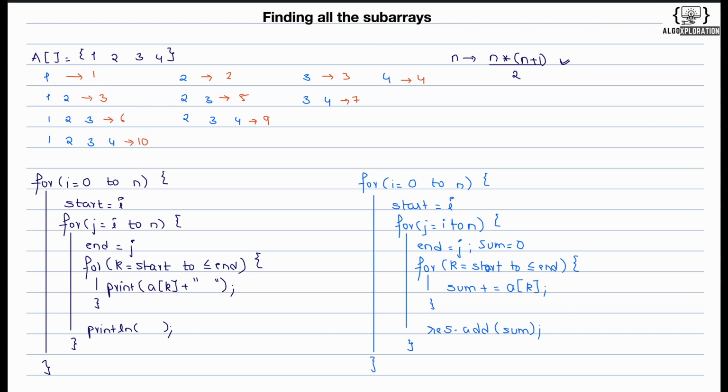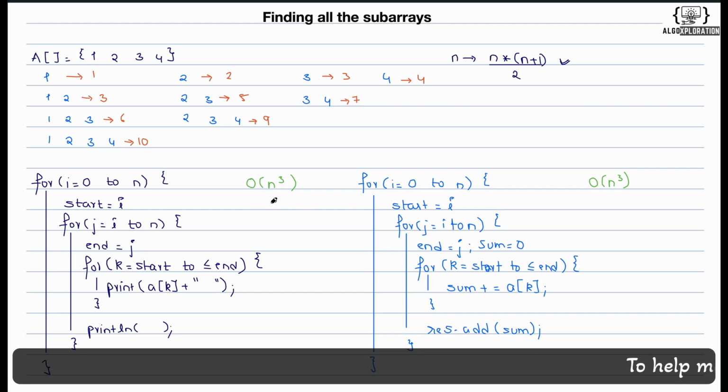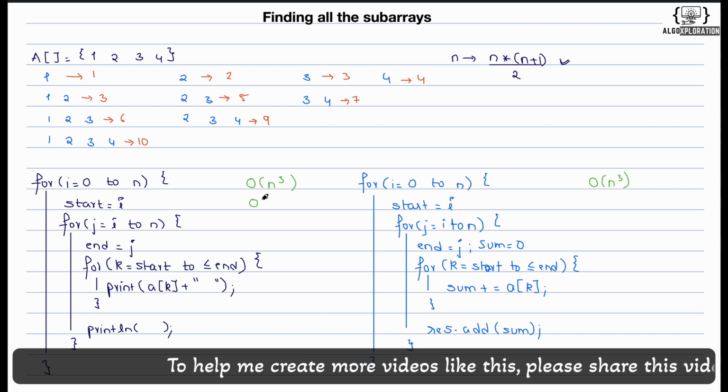If you talk about the space complexity, sorry, if you talk about the time complexity, it will simply be order of n cube. Why? Because in both of these pseudocodes there are 3 for loops, each of them going approximately n times, right? So n into n into n leads to n square, n cube, sorry. Now if you talk about the space complexity of this, it will be constant.